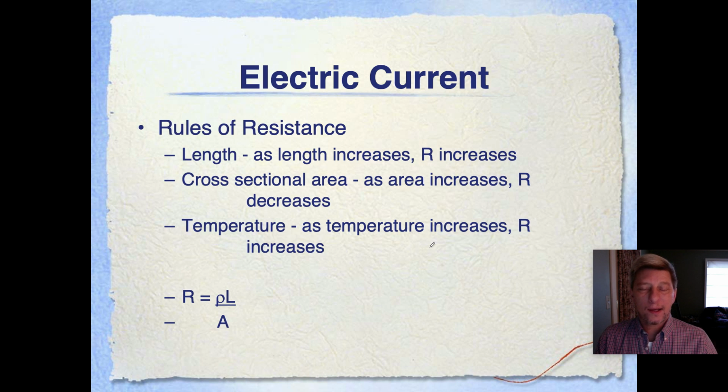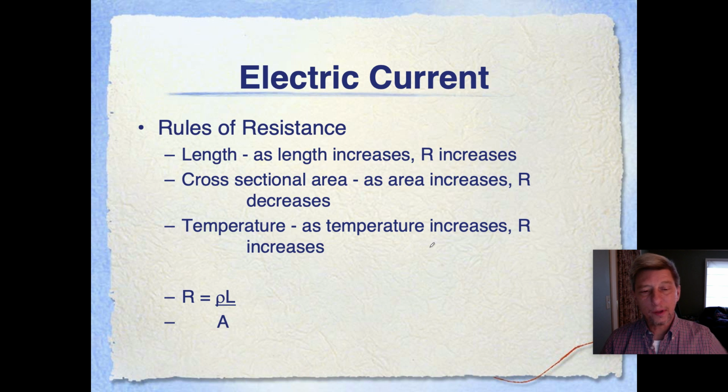Finally, temperature also plays a role. As temperature increases, R increases as well. That's why in the summertime we often have these rolling blackouts, because it gets more difficult to move electrons through a hot wire than through a cold wire.